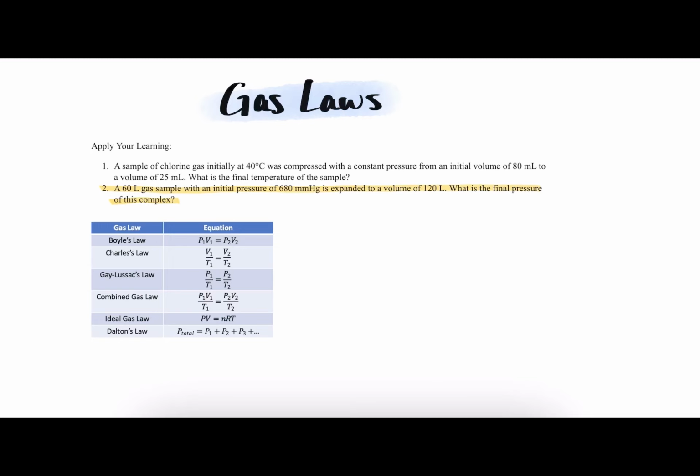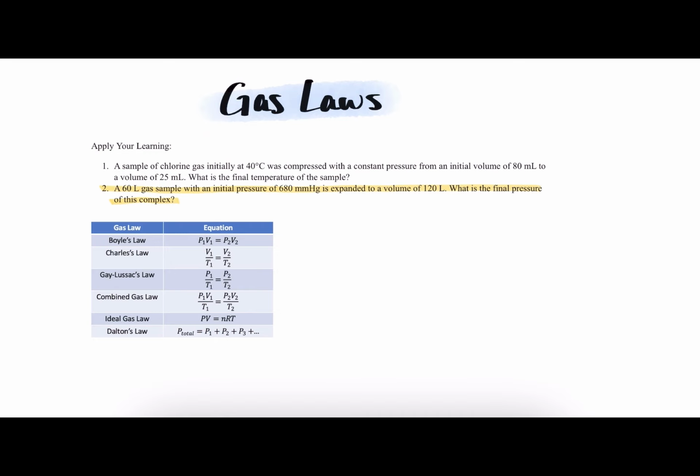Hi everyone, in this video I'll be going over Apply Your Learning question number 2 from the gas laws unit. Question number 2 states a 60-liter gas sample with an initial pressure of 680 millimeters of mercury is expanded to a volume of 120 liters, and it's asking what is the final pressure of this gas.